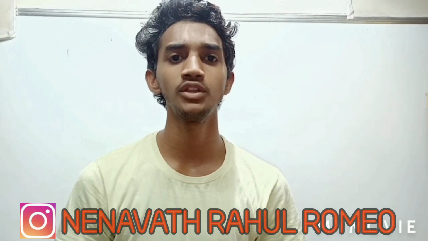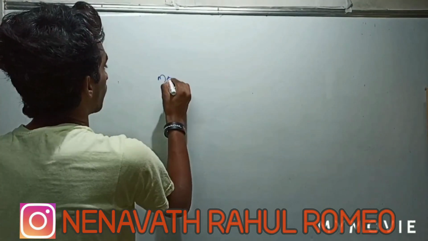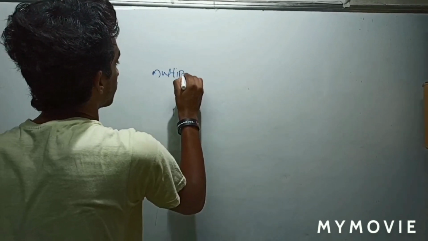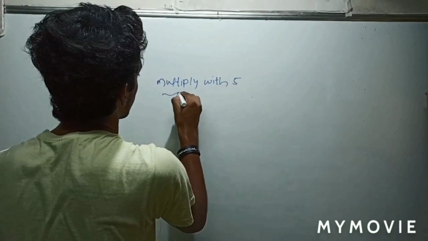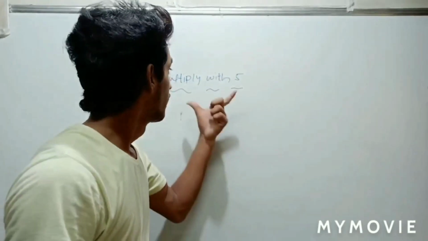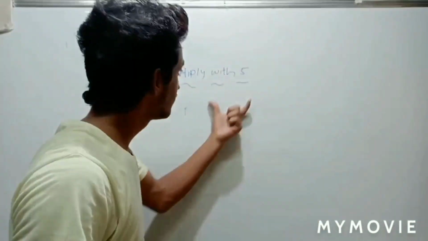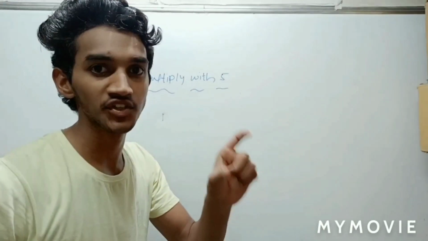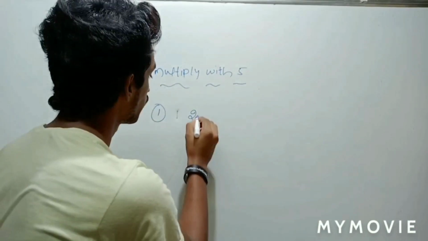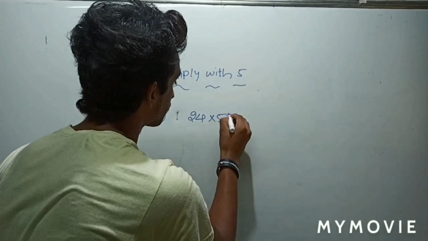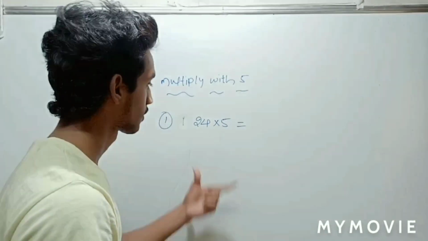The first trick is about multiplying with 5. So here, the number which can be multiplied with 5. In this multiplication with 5, the shortest trick is, the first question is 24 into 5. So without multiplying, how can we do it?